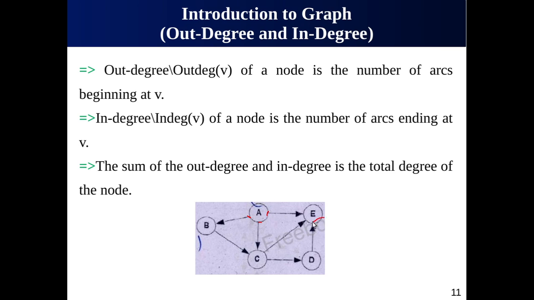Same is the case with E. The in degree is 3 because 3 lines are ending at E. But the out degree of E is 0. We have no line which is starting at E. This is the concept of in degree and out degree of a graph.